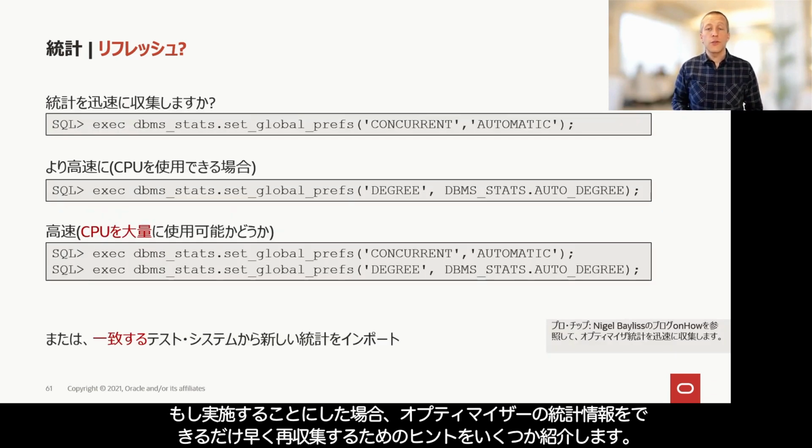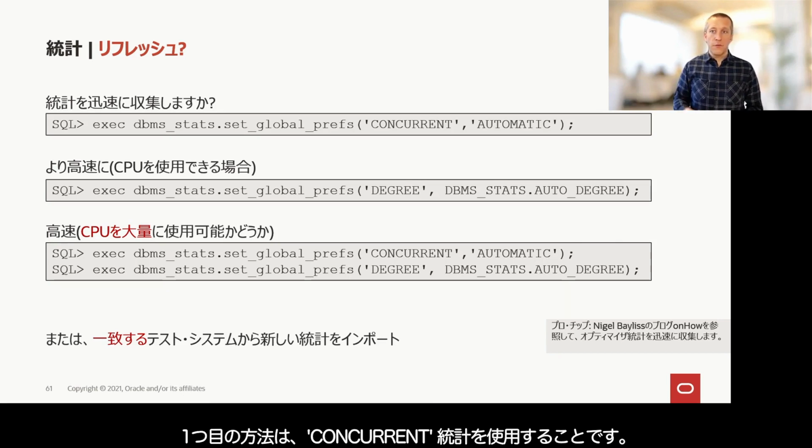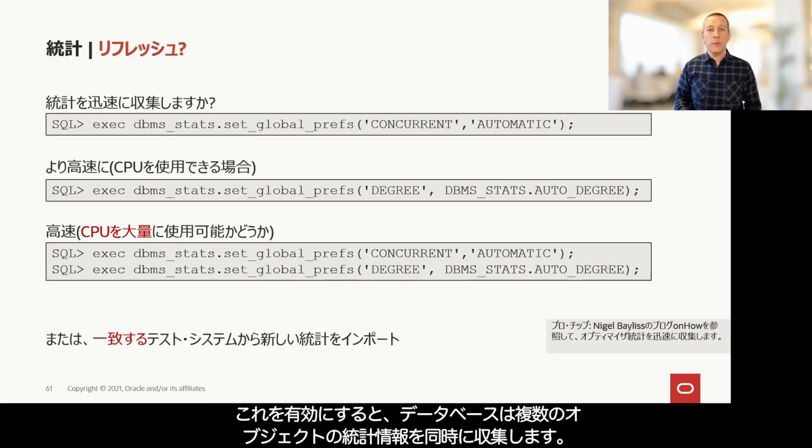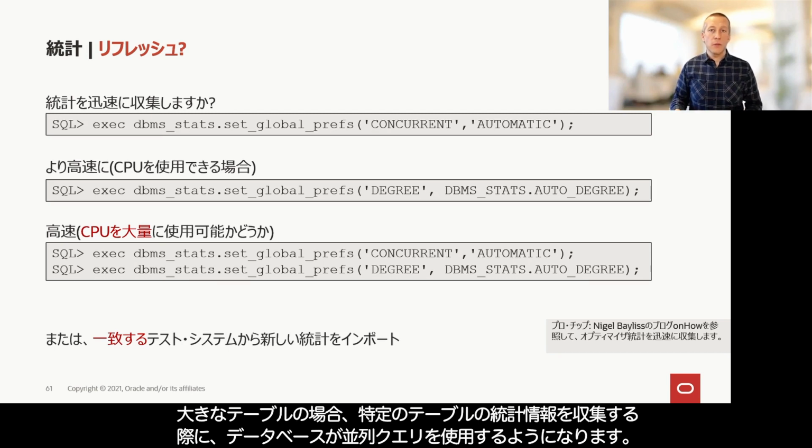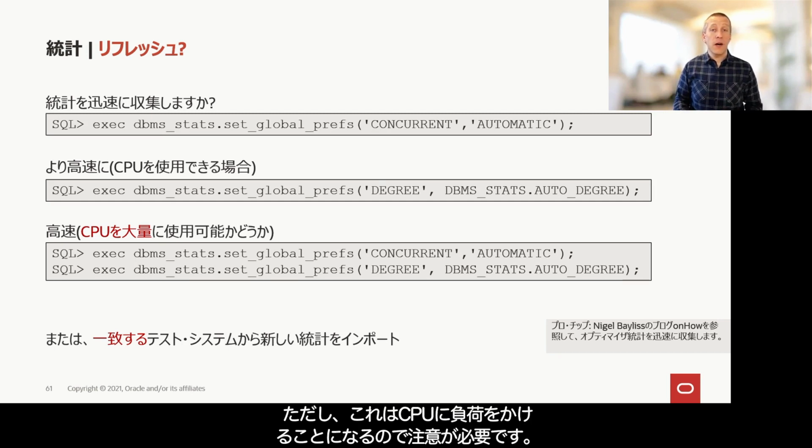But if you decide to do so, here are some tips on how you can regather optimizer statistics as quickly as possible. The first option is to use concurrent statistics. When you enable that, the database will gather statistics on multiple objects at the same time. If you want it to become even faster, you can change the preference degree to auto degree. For really big tables, this will now enable the database to use parallel query when it gathers statistics on one specific table. But be advised, this will put more load on your CPUs.